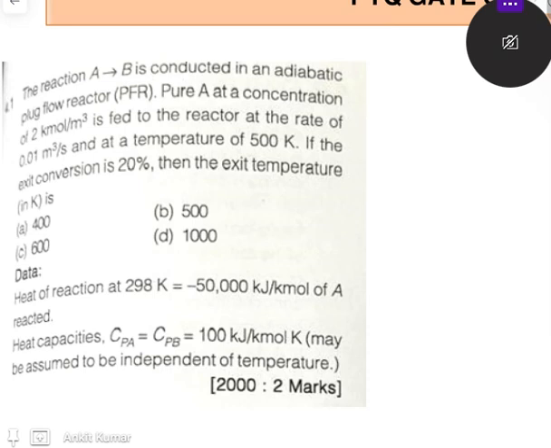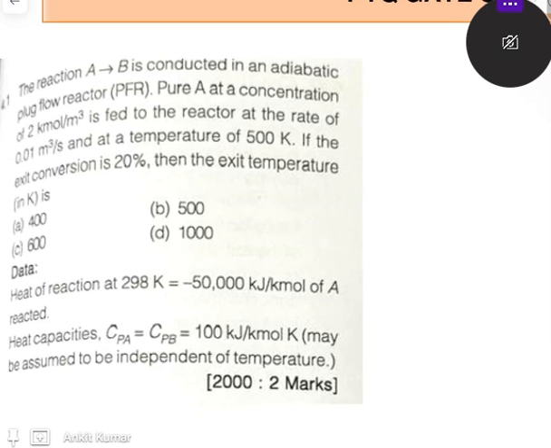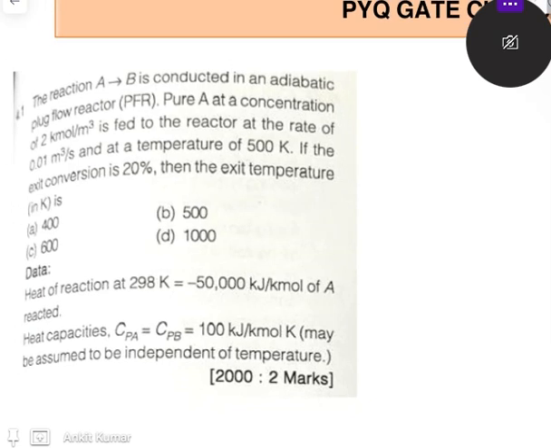Here you can see that pure A at a concentration of 2 kilomole per meter cube is fed to the reactor at a rate of 0.01 meter cube per second. The volumetric flow rate is given to you, that is 0.01 meter cube per second, at a temperature of 500 Kelvin. So the inlet temperature of the reaction mixture in the reactor is 500 Kelvin. If the exit conversion is 20%, then you are supposed to calculate the exit temperature, right? So let's try to understand.